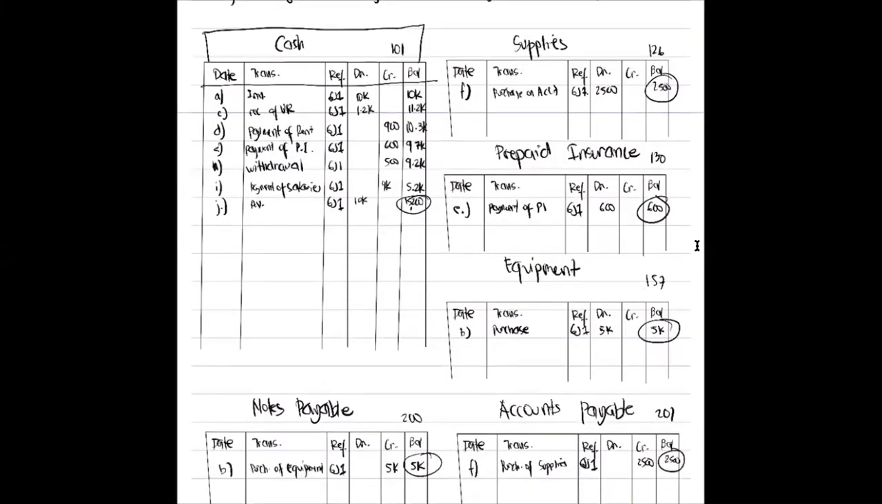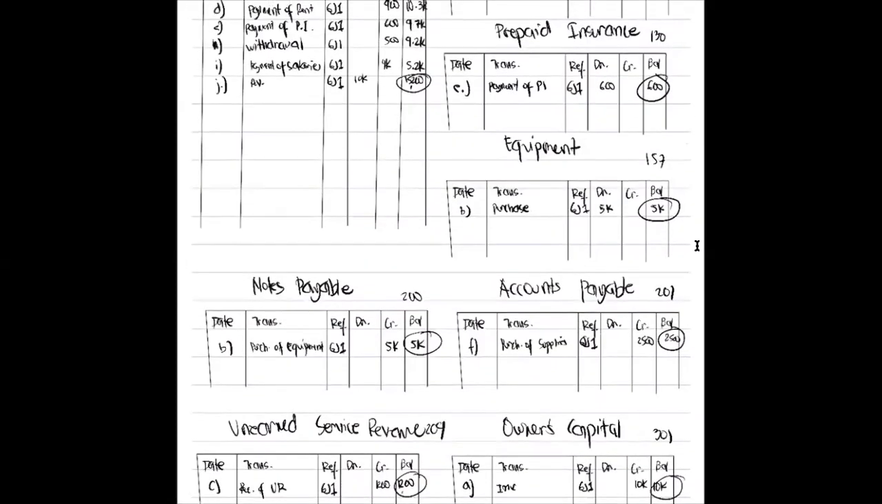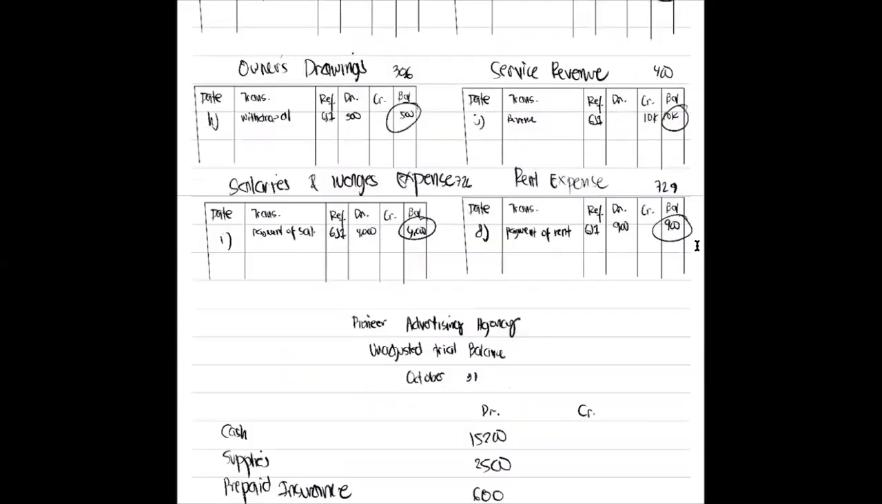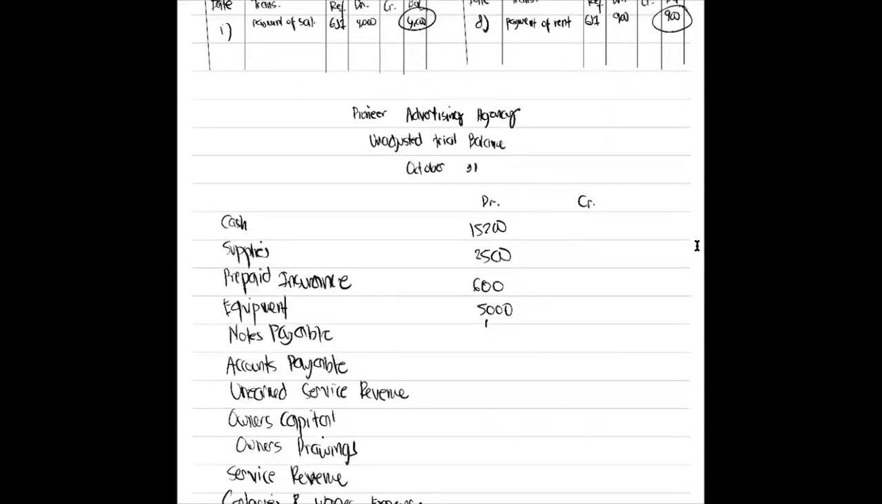So cash has a balance of 15,200 and supplies has a balance of 2,500. Cash is an asset, so 15,200 on the debit. Supplies is an asset, so 2,500 on the debit. Next, prepaid insurance has a balance of 600 and equipment has a balance of 5,000. Both are assets, therefore we place their balance on the debit. Next, notes payable and accounts payable, amounting to 5,000 and 2,500 respectively, are liabilities. Therefore, we place them on the credit.